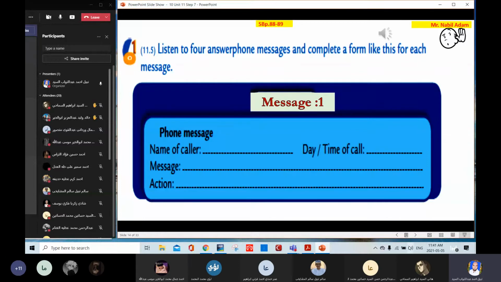11.5, page 88, exercise 1, message 1. Message received on Monday, 17th of May at 11:25 a.m. This is a message for Thamir. Hi Thamir, this is Faris. I'm sorry, but I won't be able to play tennis with you tomorrow. I've hurt my wrist. It's nothing serious, but the doctor says I've got to rest it for a few days. Sorry. Let's play another day, perhaps at the weekend. Can you give me a ring? Bye.